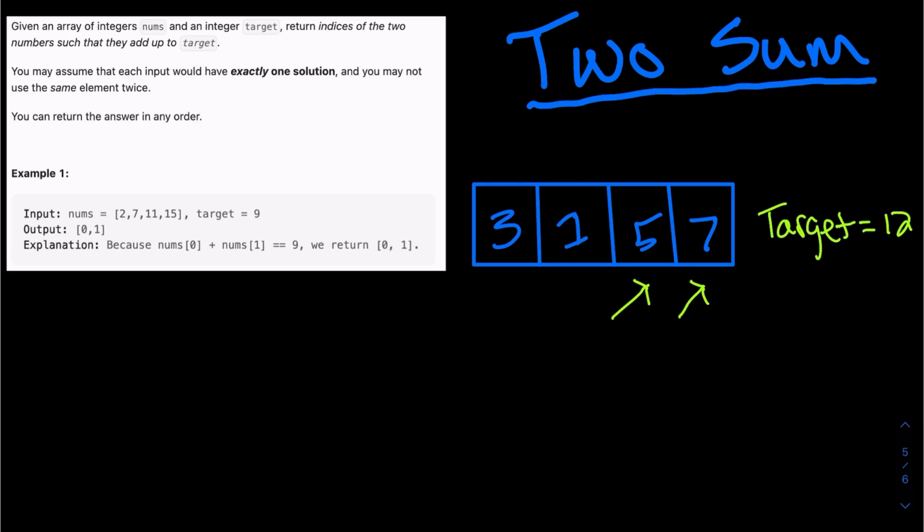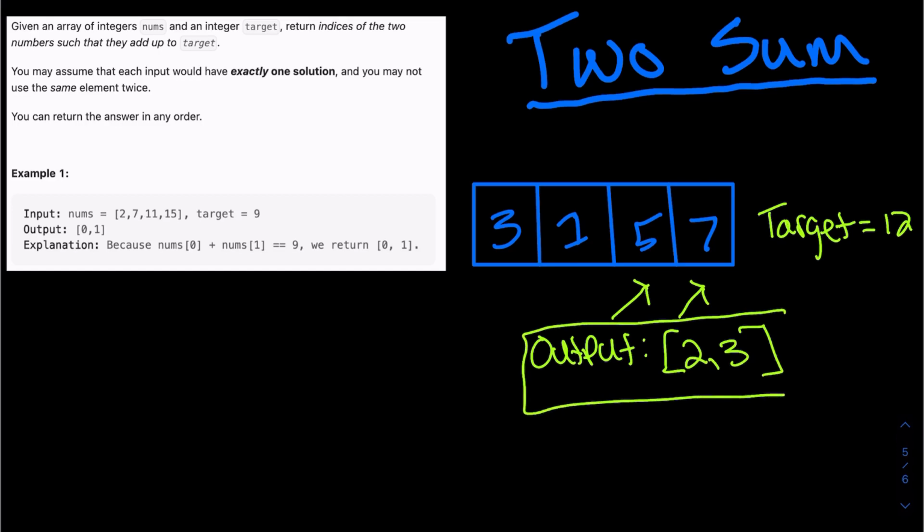So what they're wanting are the indices of those values in array format. So we'll say output, and then we'll do an array, and the indices of 5 and 7 are 2 and 3. And this is what they want outputted.